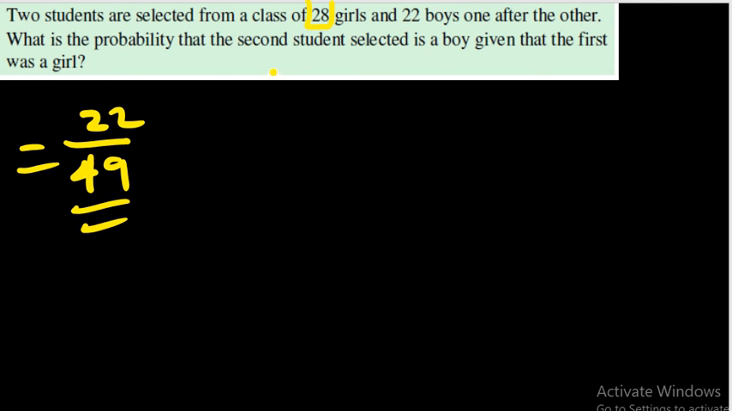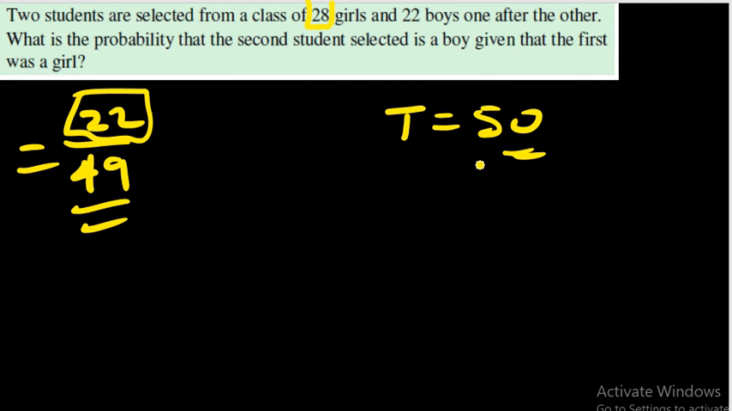Now in the case of the second choice, what will be the chance to be a boy? The number of boys remains the same, 22 boys are there, but the number of girls reduces. At the beginning the total number was 50, but in the second choice the number of students will reduce by 1, since a girl is already taken, so we have 49. So 22 over 49 will be the answer.